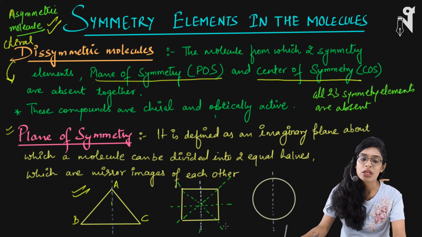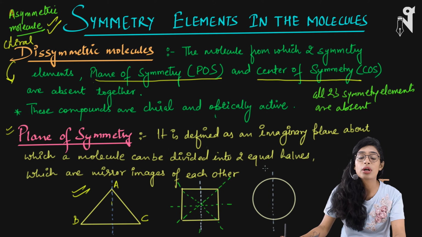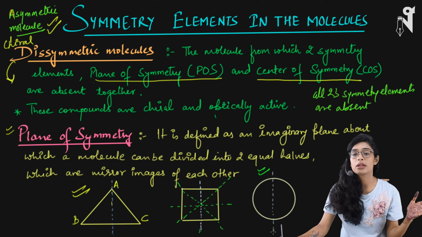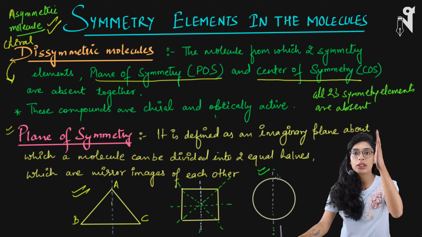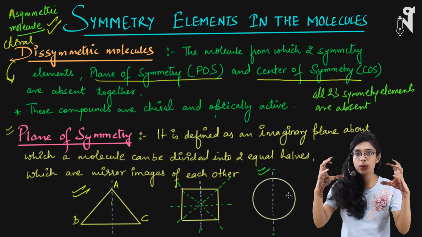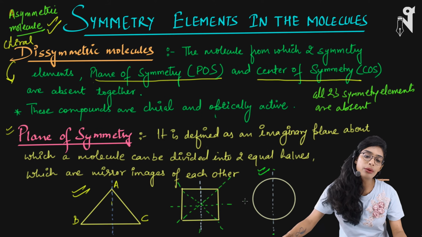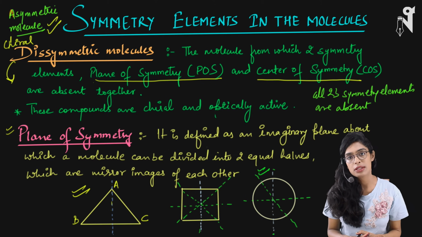Look at this circle or sphere. If you try to cut it through a certain plane, the two equal halves will be mirror images of each other. Yes. If you cut it through the vertical plane, the way I have done, it will get divided into two equal half circles. I can do it horizontally also, right? I can do it diagonally also, right? So that means these are the substances which possess plane of symmetry.